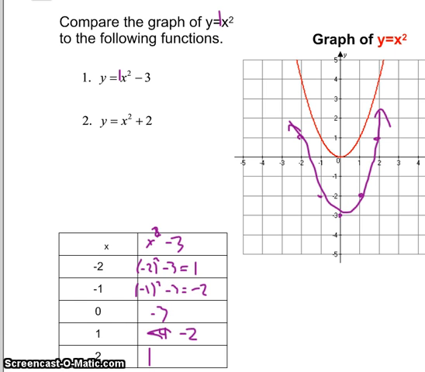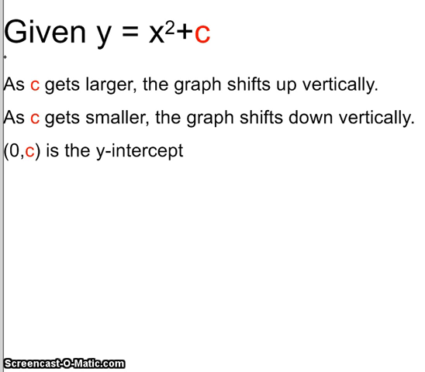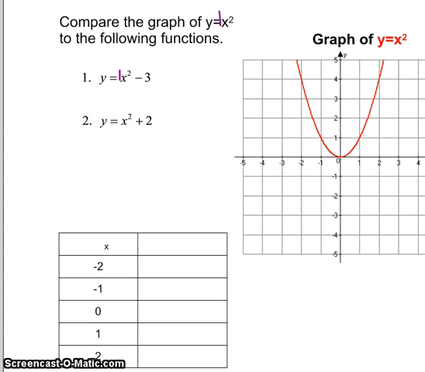So what you want to be able to do is predict what happens to the graph of x squared when I add 2 to it. Well, here it says that as we get larger value of c, the graph shifts up vertically. So thinking of the original equation as having a c value of 0, we would think that this is going to shift it up 2 units. Well, let's go ahead and plot some points. -2 squared plus 2 is my expression. -2 squared is 4 plus 2, which is 6. -1 squared is 1. 1 plus 2 is equal to 3.